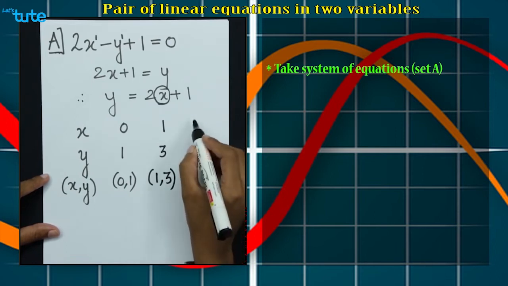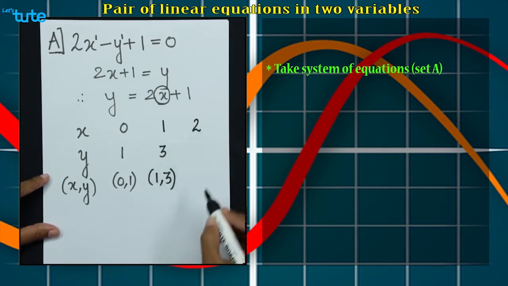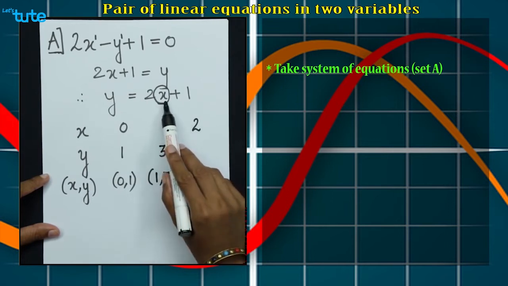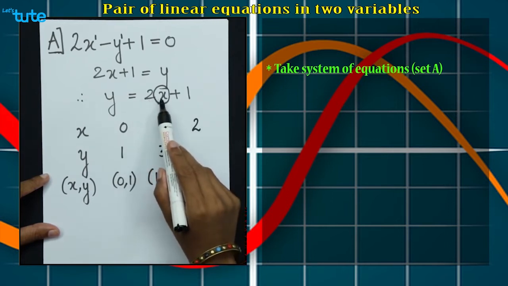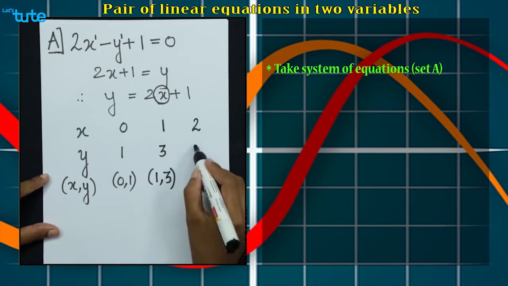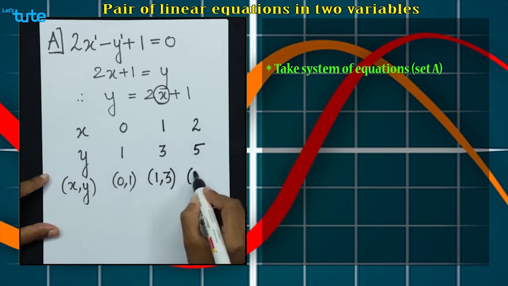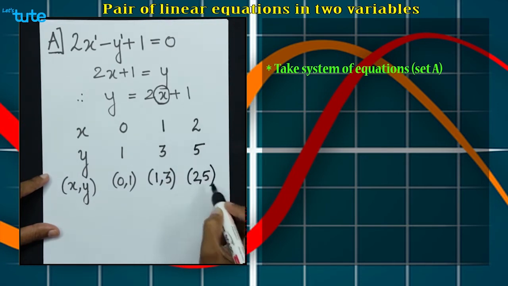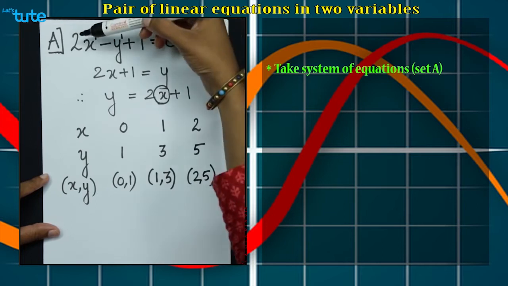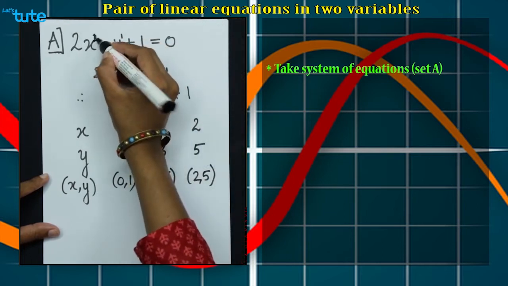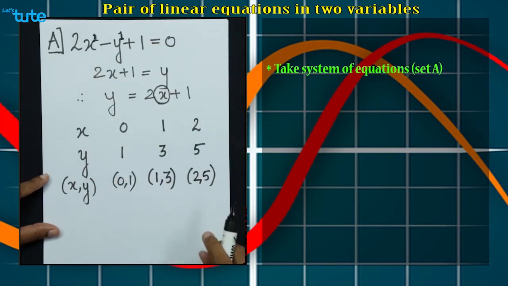Let us assume another value for x, say maybe 2. When I substitute 2 in place of x, I'll get 2 into 2, that is 4, plus 1 gives me a 5. This gives you 2, 5. So now we have obtained 3 points which lie on the line 2x minus y plus 1 equals to 0.